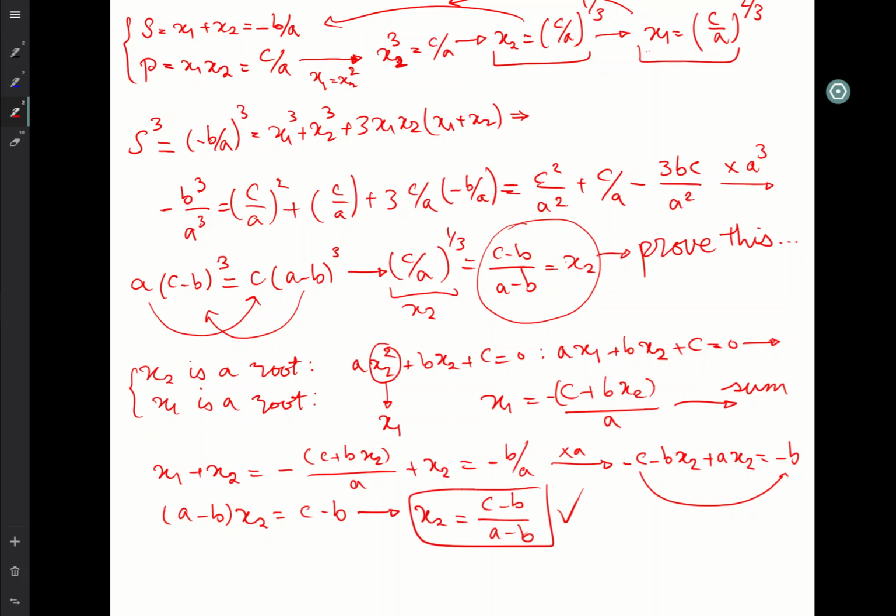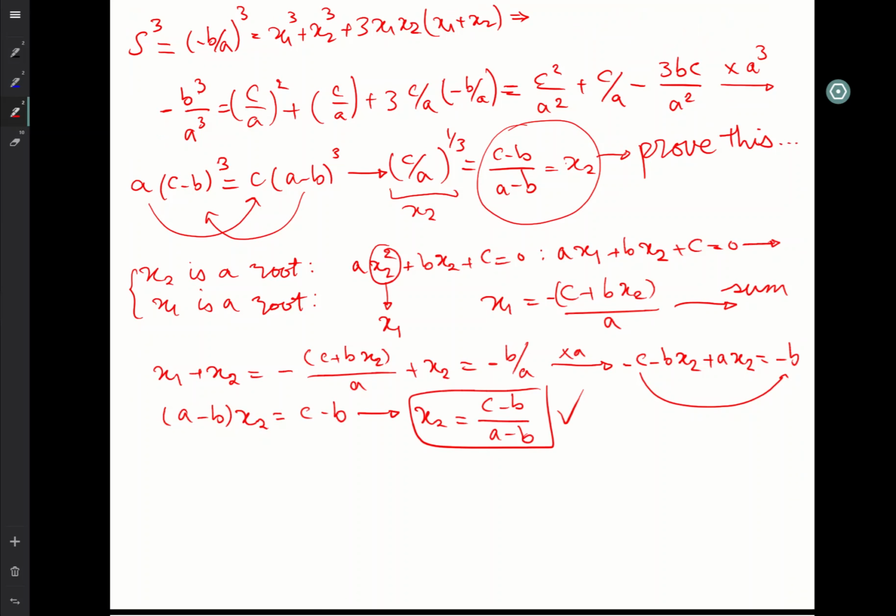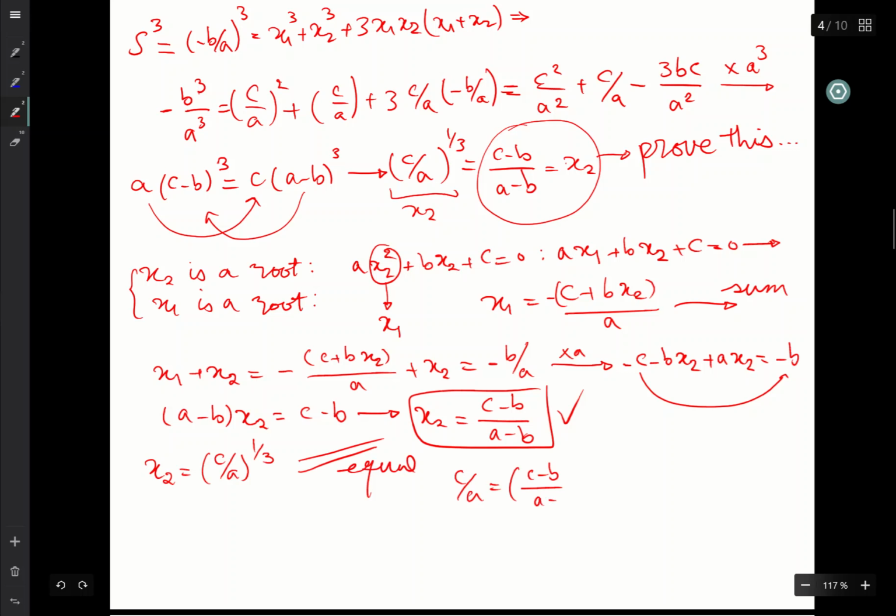Okay, so we proved that x2 is this, and we also proved from the product that x2 is c over a to the 1/3. So these two should be equal. If we raise them to the power 3, c over a is c minus b over a minus b, cubed. Therefore, c times a minus b cubed is a times c minus b cubed.